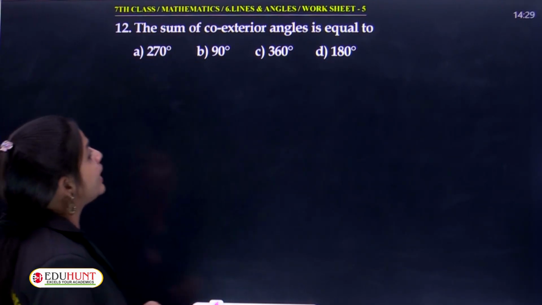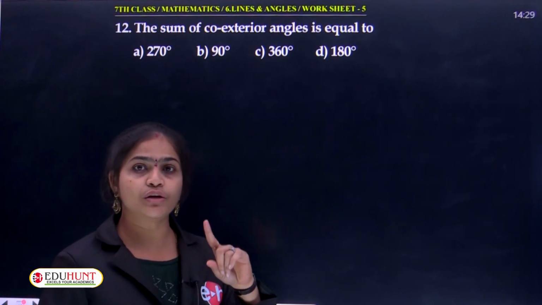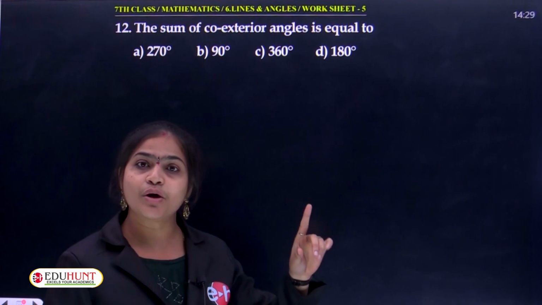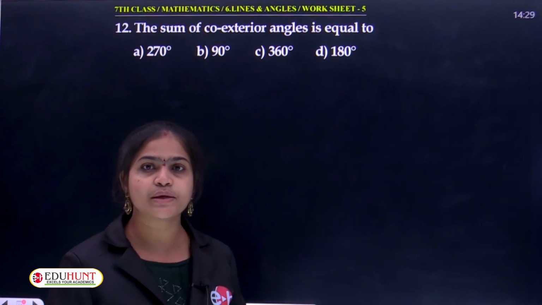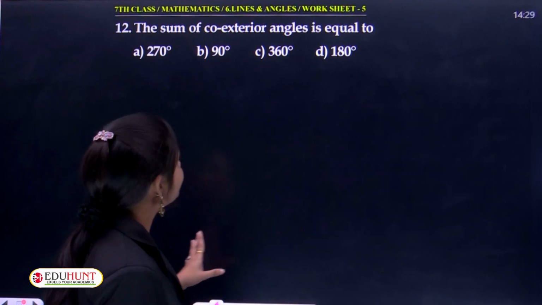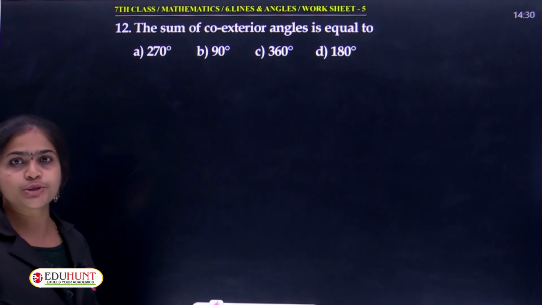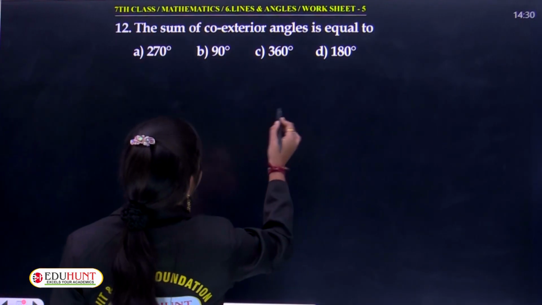The sum of co-exterior angles. In questions 1 to 11, one of the questions was related to the sum of co-interior angles, which is equal to 180 degrees. In a similar way, the sum of co-exterior angles is also equal to 180. Just see that.